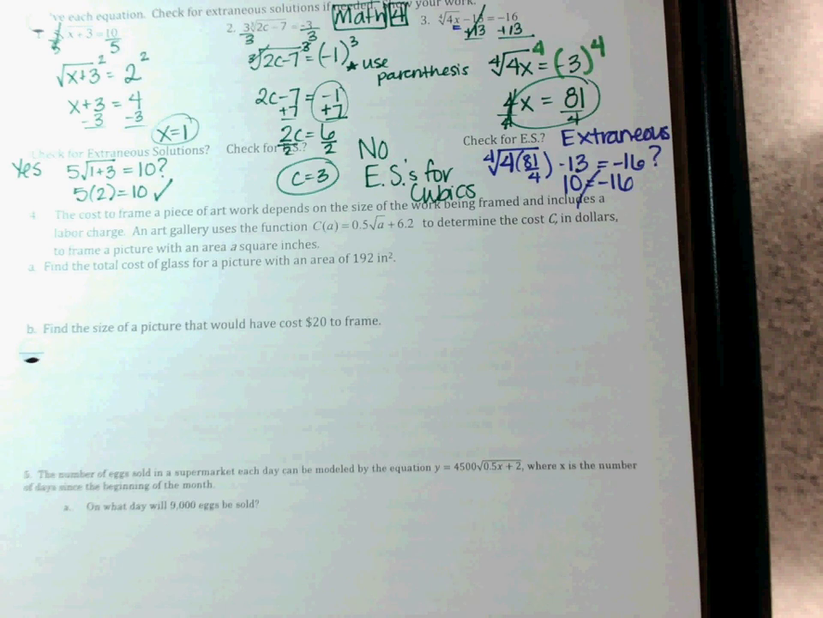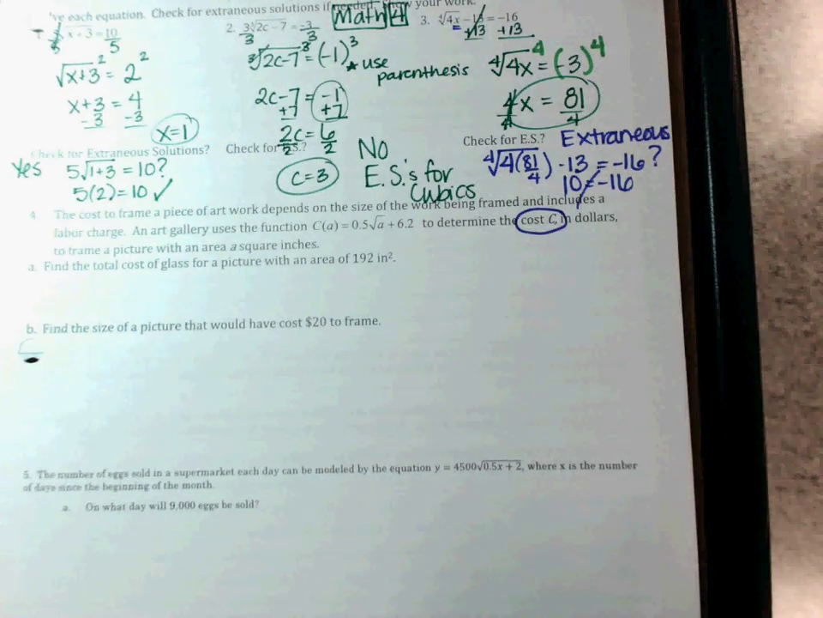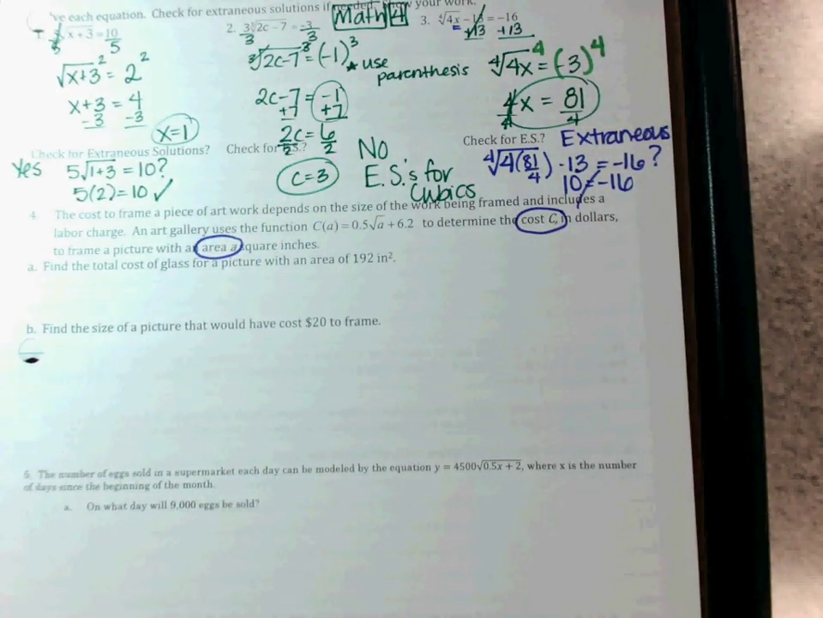It says, the cost to frame a piece of artwork depends on the size of the work being framed and includes a labor charge. Art Gallery uses the function C of A equals 0.5 square root A plus 6.2 to determine the cost C in dollars to frame a picture with an area A square inches. You just need to know, what do the letters stand for? C is the cost, and A is the square inches of the area.